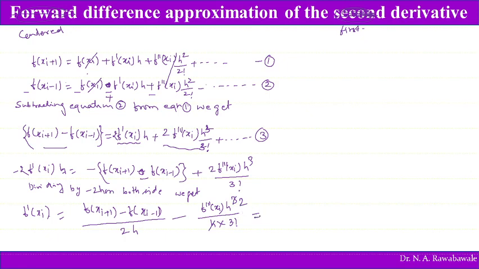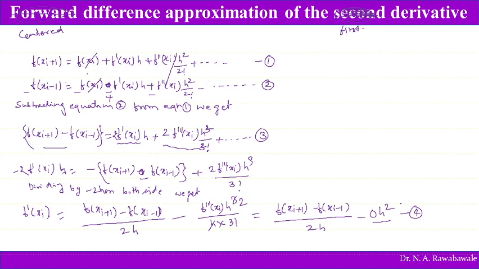So this can be written like this: f dash of xi is equal to f of xi plus 1 minus f of xi minus 1 divided by 2h minus of, so this complete term is called as O(h square). So this is the truncation error. This we call equation number 4, which gives us the center difference approximation of first derivative.